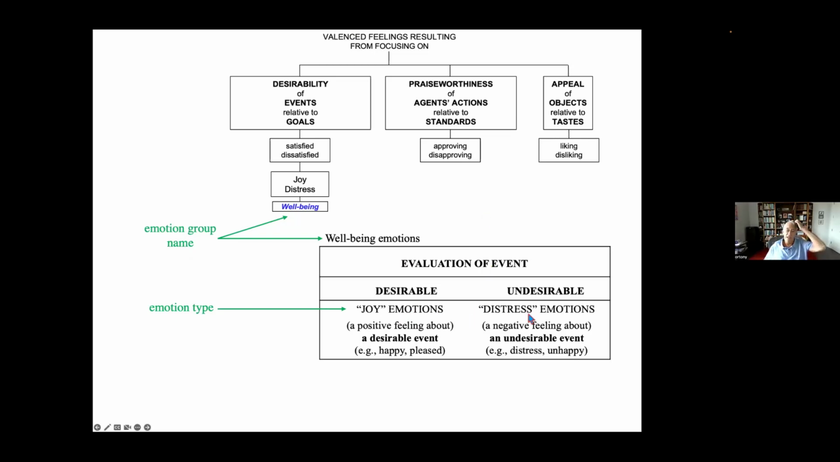distress emotions. And it's important to realize, again, to emphasize, should I say, about the word joy and distress here and here. These are merely convenient labels for emotion types. They're placeholders, not definienda. We're not trying to define joy or distress. What we're trying to do is find some abbreviated way of explaining what we mean by a positive feeling about a desirable event. It's something roughly like joy. Examples of emotion words in English for it would be happy and pleased, or distressed and unhappy.